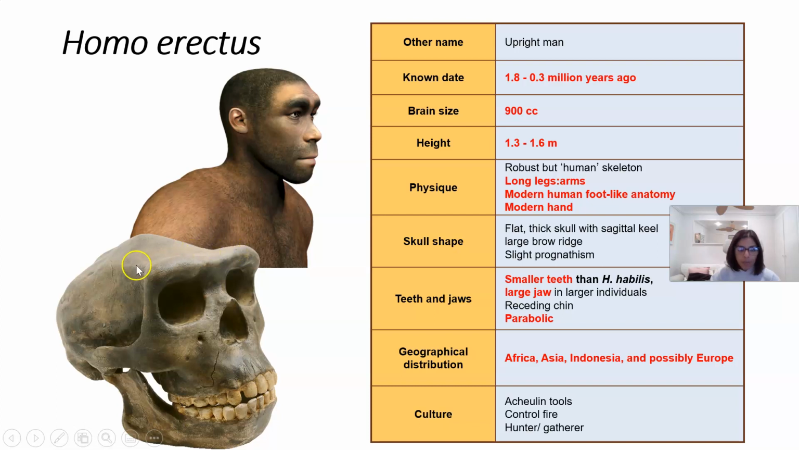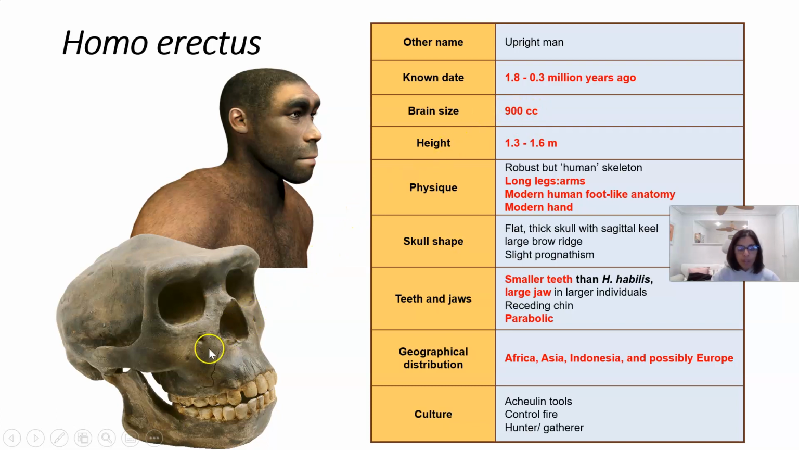What we do find with the Homo erectus is that they were taller than Homo habilis. So we're talking in the region of 1.3 to 1.6 meters, and their brain is considerably larger, about 300 cc larger than habilis.